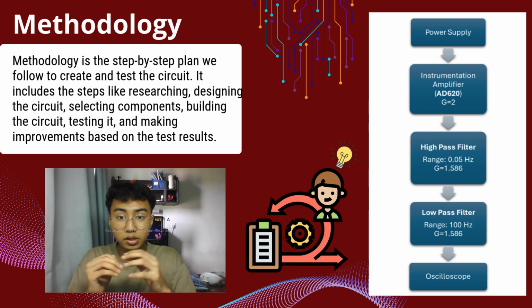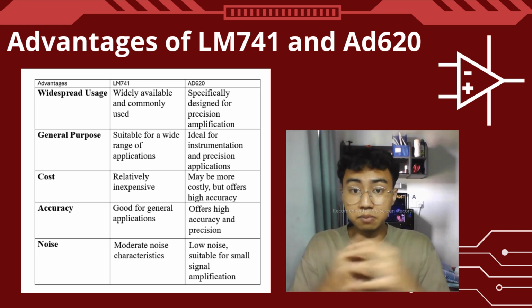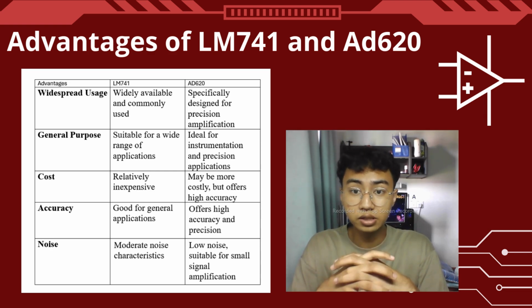The initial step in this project is to construct an electronic circuit design that will be applied to extract the ECG signals. AD620 is used as the pre-amplifier while LM741 is used as the low-pass and high-pass circuit. The advantage of AD620 is its precision design for accurate and low noise signal amplification, especially for instrumentation purposes. And the advantage of LM741 is that it is widely available and versatile for general applications.